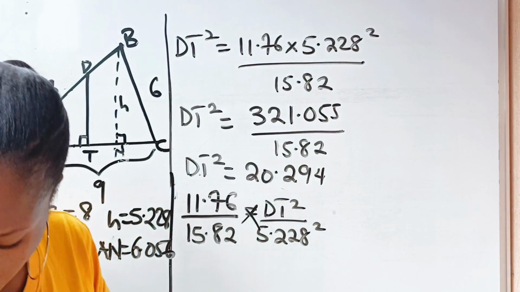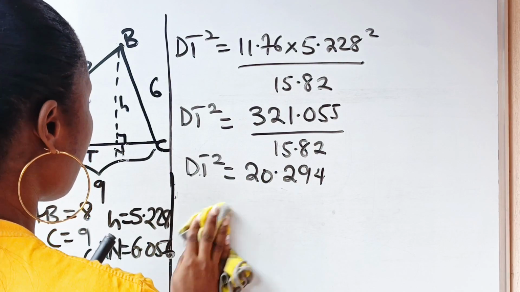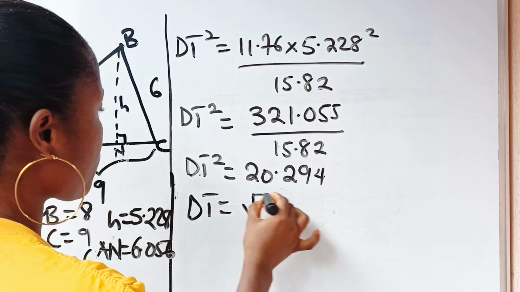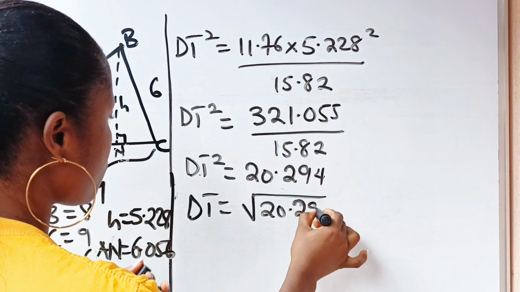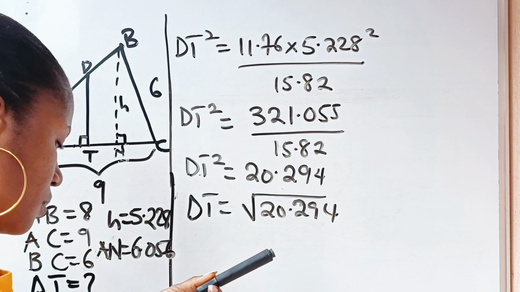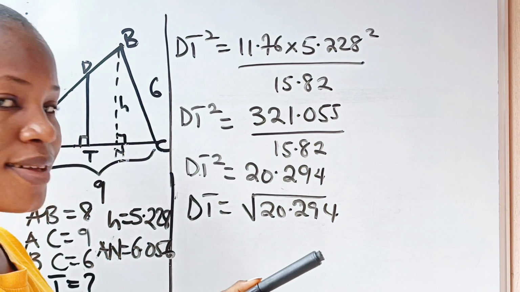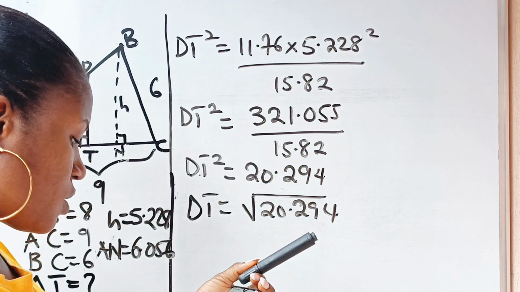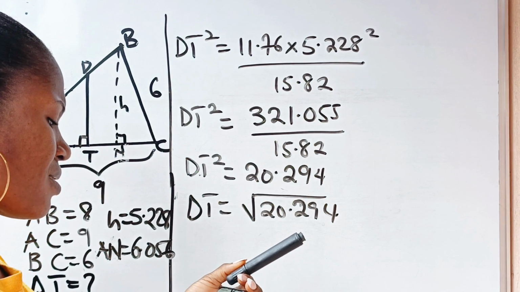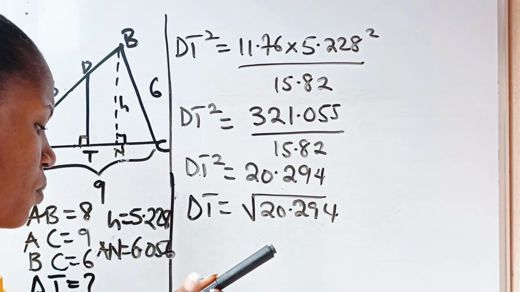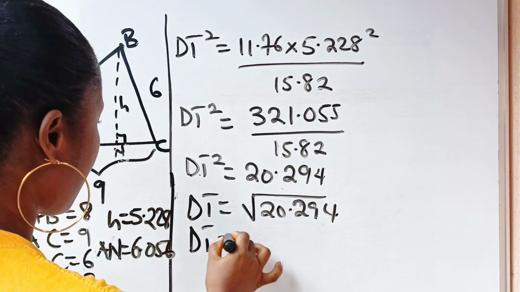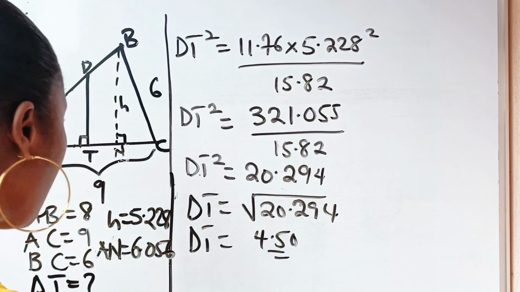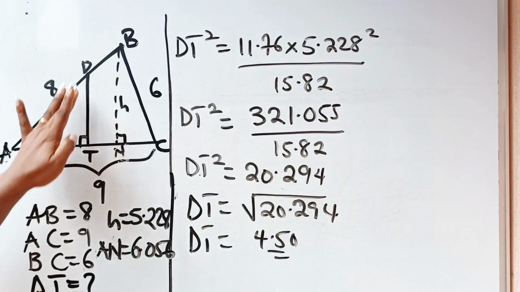So DT squared is equal to 20.294. Then DT will be the square root of 20.294, which will give us 4.50. I hope this is correct this time. So this will give us 4.50 approximately. All right, so that is what we were asked to solve.